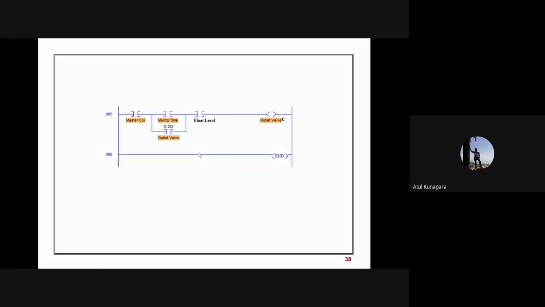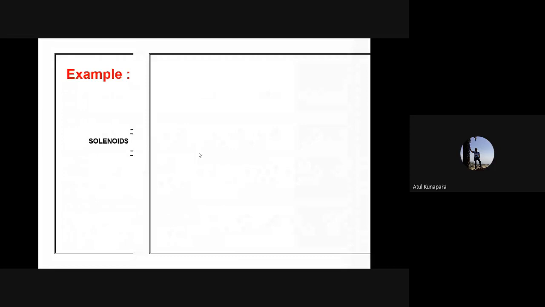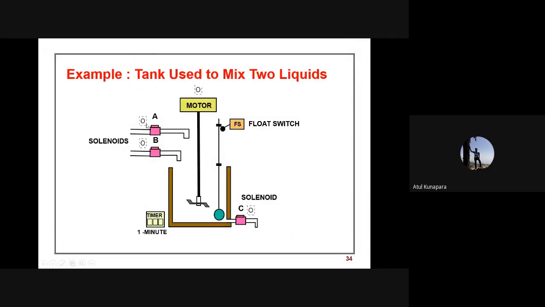So this is, you can say, a very simple thing. We have just talked about this process. In this picture, you can see that two inlet valves allow the liquid to enter the tank, and this motor is used to mix the liquids properly. This float sensor gives the indication of the level of the liquid in the tank, and outlet valve C will be used to drain the liquids after they get properly mixed.